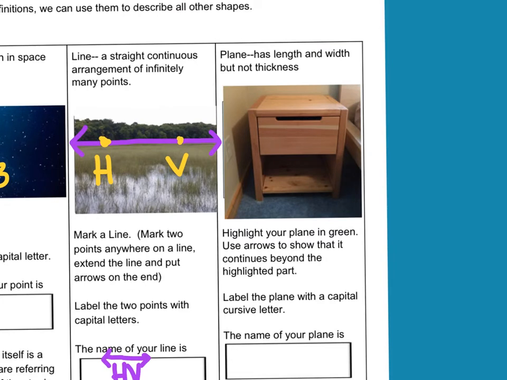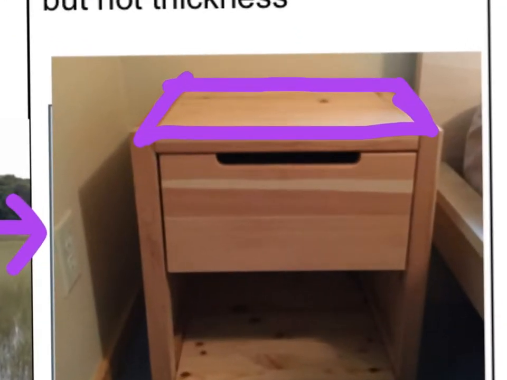A plane has length and width, but not thickness. So if I want to talk about this surface as being a plane right here, I may want to talk about it as it extends forever into space. This direction, this direction, this direction, and this direction. So you're imagining that plane continuing, slicing through the space in all 4 directions. Of course, this looks like it's finite, but I want to consider that plane that continues in all directions.